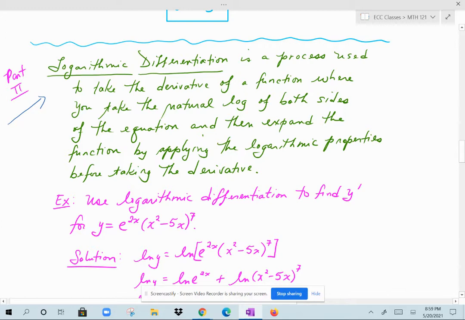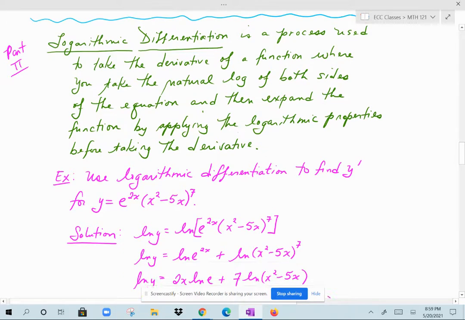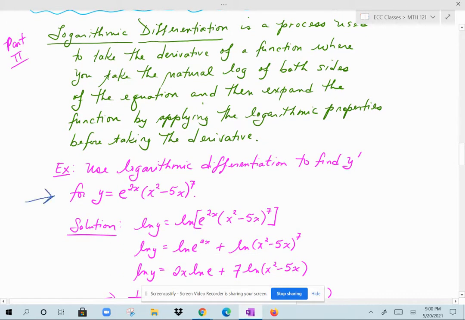It's a process where you take the derivative of a function by first taking the natural log of both sides of the equation, then expanding the function by applying the logarithmic properties or laws before actually taking the derivative. The process of applying the logarithmic properties or laws simplifies the overall function, making taking the derivative a little bit easier. So here's an example where we will use logarithmic differentiation.